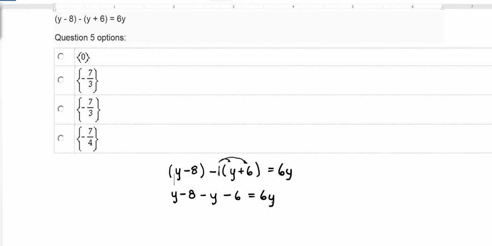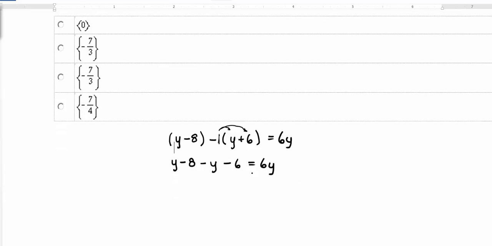Now before we start moving things back and forth across the equal sign, let's see what we can simplify. And there's a lot of stuff going on over here on the left, right? So if I move everything together, I have a y, and then I have a minus y, and I have a minus 8 minus 6. Well, this conveniently just goes away, right? y minus y is 0. So I have a negative 8 minus 6 gives me a negative 14. So I simplified the left side, and I still have the right side here that says it's 6y.